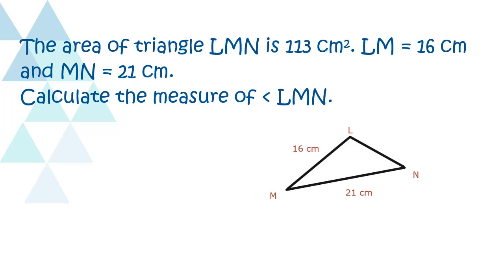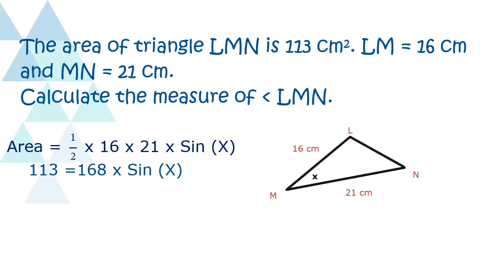Before we start, let me mark the angle as x. The area of the triangle is equal to half times 16 times 21 times sine x. The area of the triangle is 113. This means that 113 is equal to 168 times sine x, and 168 is half times 16 times 21. Sine x is equal to 113 divided by 168.